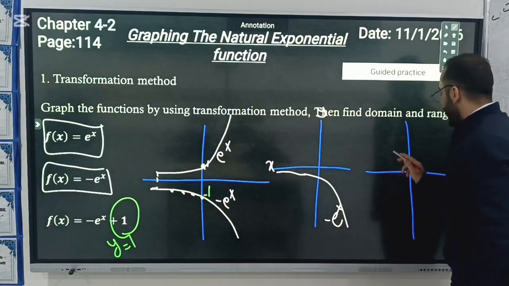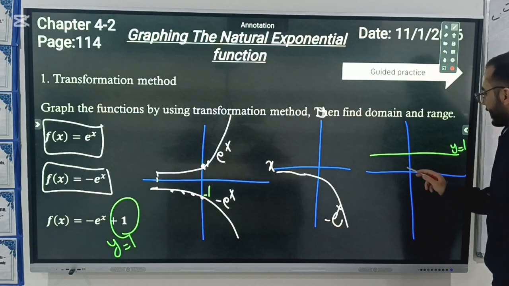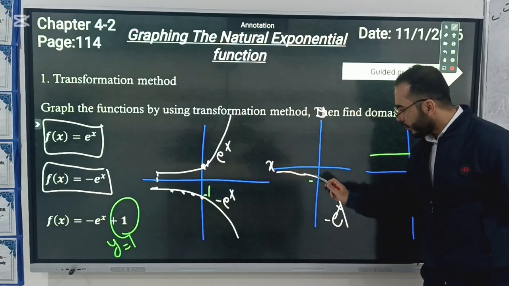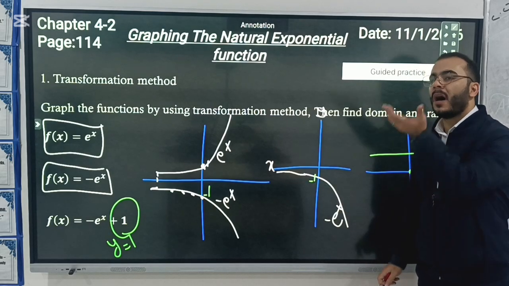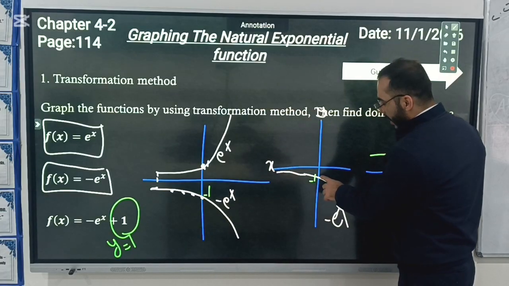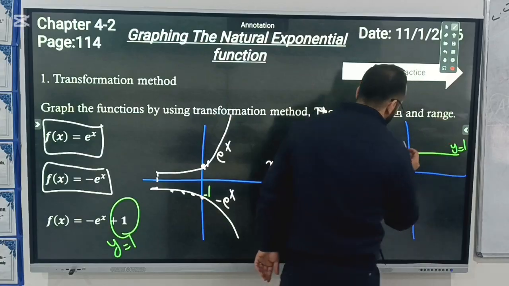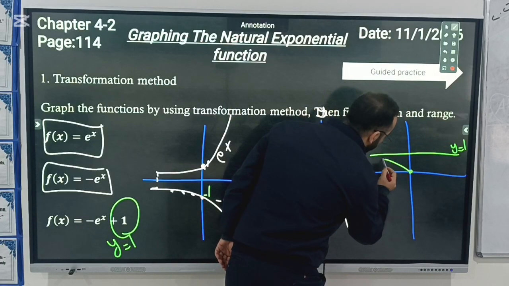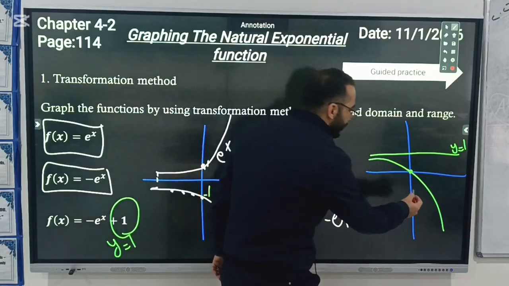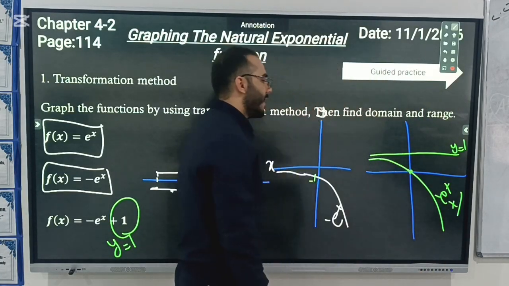So let's first draw this line, y equals 1. And the graph, we know that it goes through (0, 0). Why? Because we said that we need to transform it 1 unit up. Vertical transformation. So from negative 1, the graph would come to 0. So the graph would be something like this. This is the graph of negative e powered by x all plus 1.